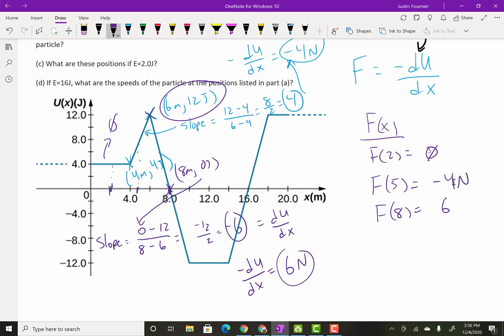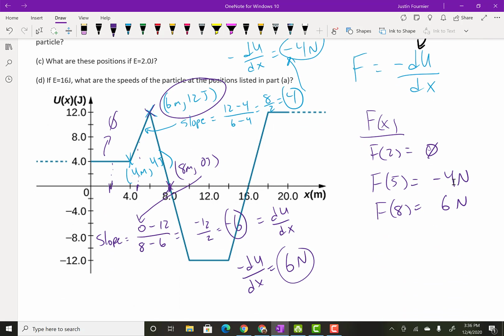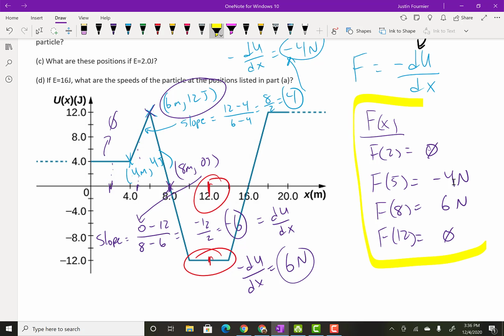So that's going over here, 6 newtons. And then lastly is 12 meters. So at 12 meters, let's use this. At 12 meters, that's just going to be right here, and the slope of a horizontal line is just going to be 0. So again, I get 0 there. And so here's all for part A.